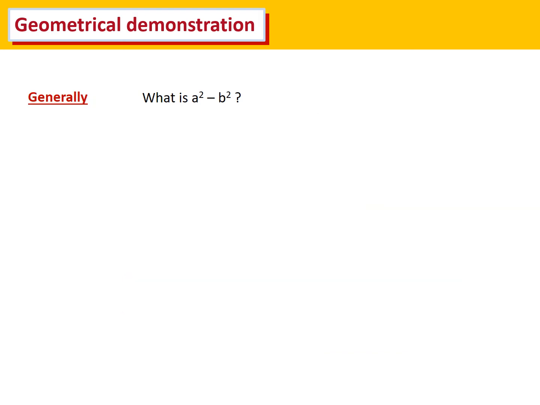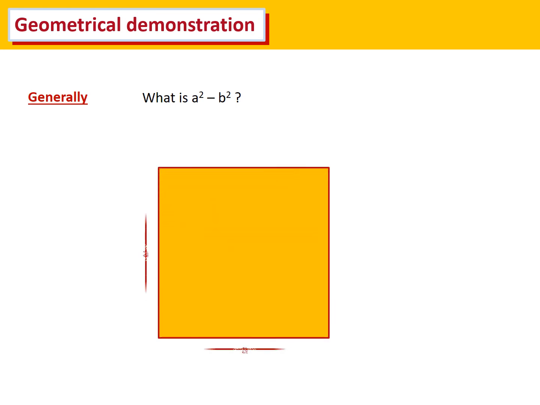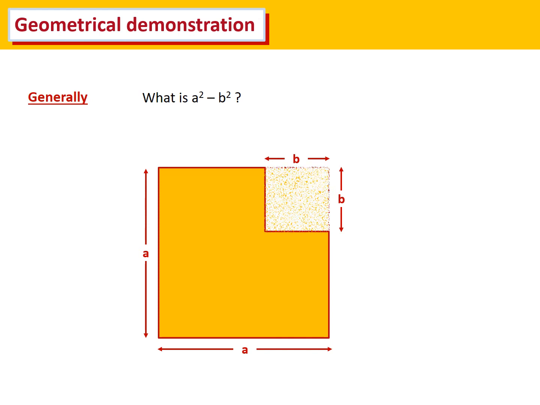We can generalize this using algebra. Here's how. That's our original square, a squared, a by a. And in that corner there is b squared, a square of b by b. If we cut away that corner, that b squared corner, we're left with an area which is a squared minus b squared. And there it is, up in the top right there, just keeping it safe. But keep your eye on it.